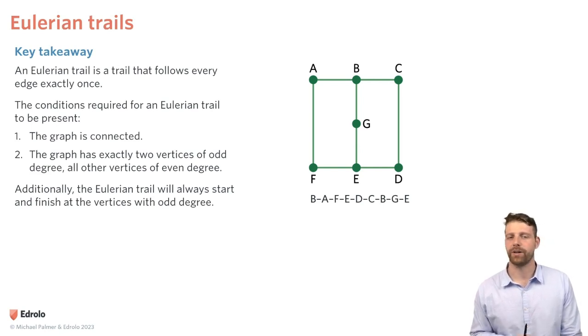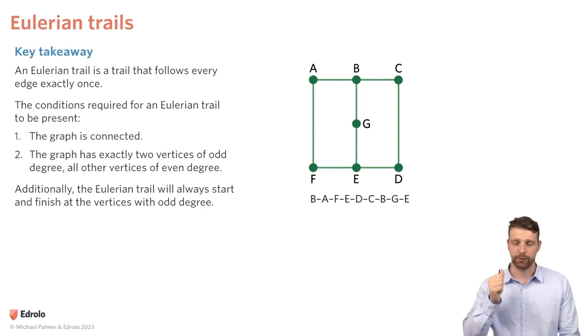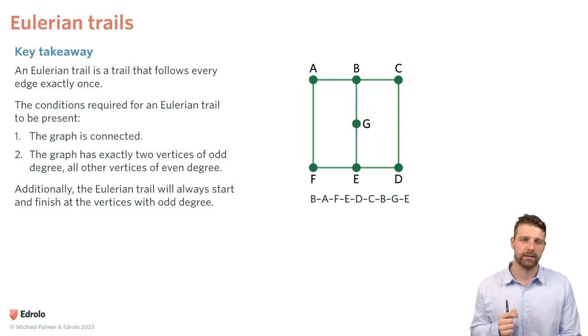The conditions required for an Eulerian trail to be present are that the graph is connected and the graph has exactly 2 vertices of odd degree. All other vertices need to have an even degree. Additionally, the Eulerian trail will always start and finish at the vertices with odd degree. A lot to take in all at once.